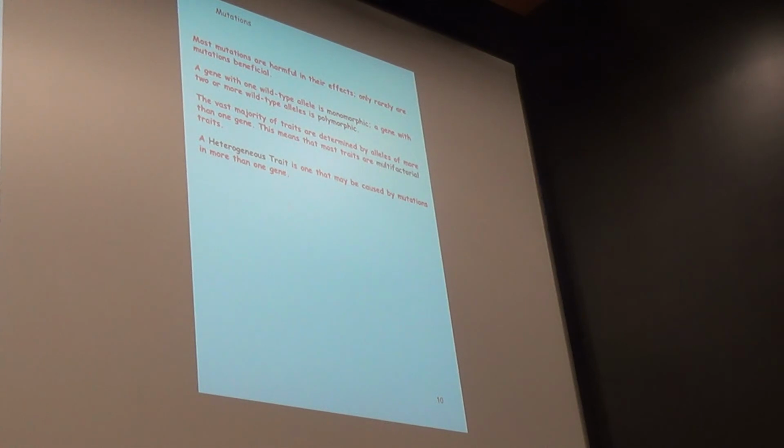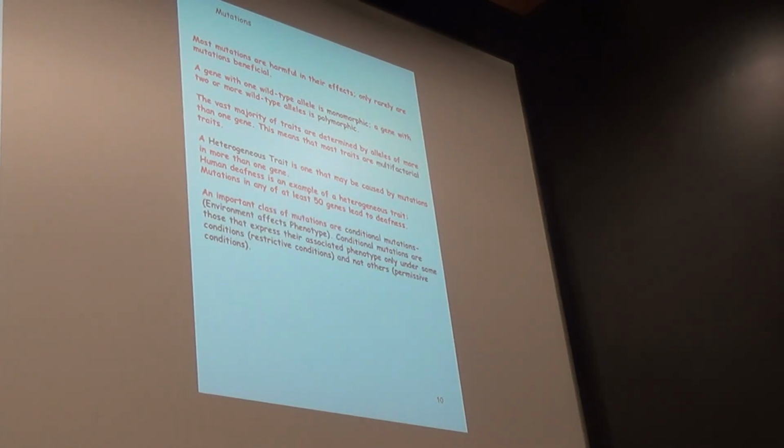Okay, a heterogeneous trait is one that may be caused by mutations in more than 1 gene. Right? You don't have to remember all of these terms. I'm just giving you an idea about what's going on with mutations. So human deafness, genetically inherited deafness, is an example of a heterogeneous trait, and it's thought that there are at least 50 genes that play a role in genetic deafness. So a lot of different genes playing a role.